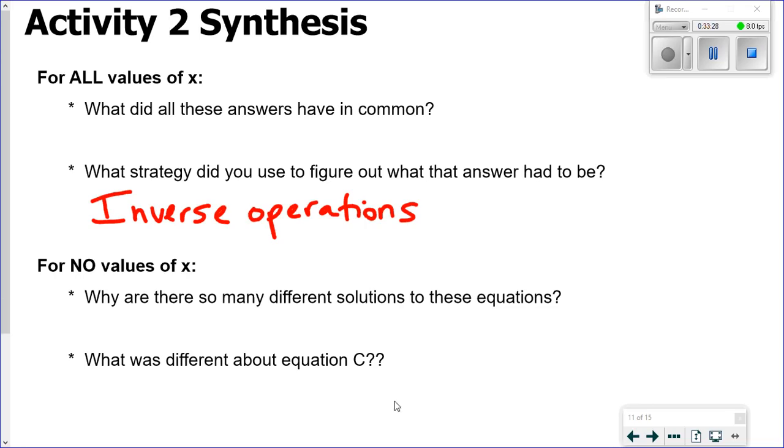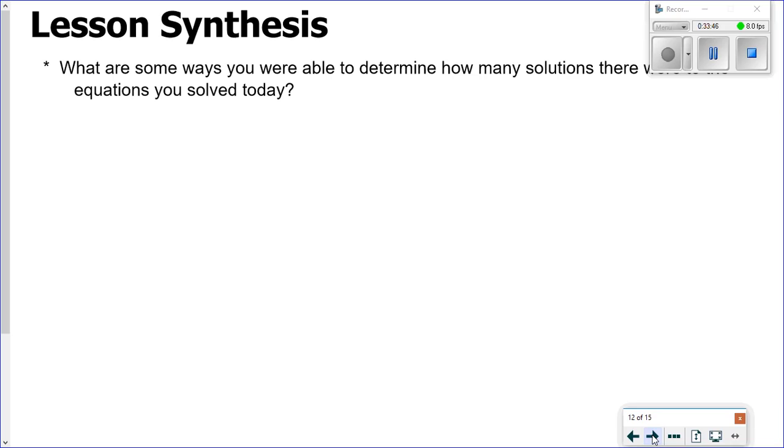So we did talk about the second question here. What was different about equation C? Equation C, we talked about why it looked different with the fraction. So we still were using that distributive property. However, we were doing it with a fraction, or by dividing as opposed to multiplying. All right.